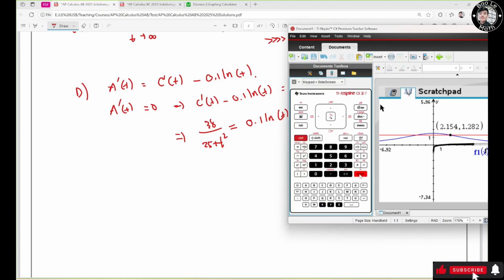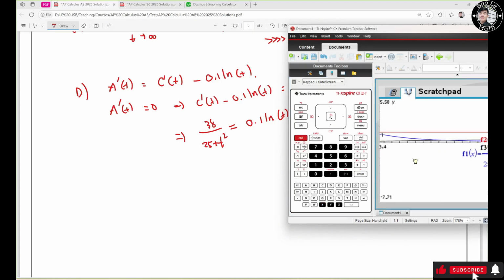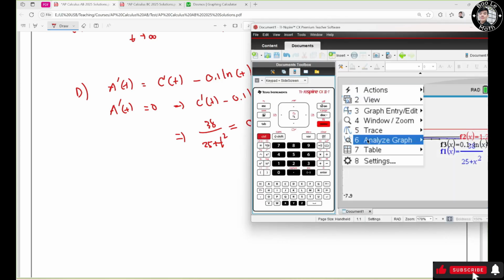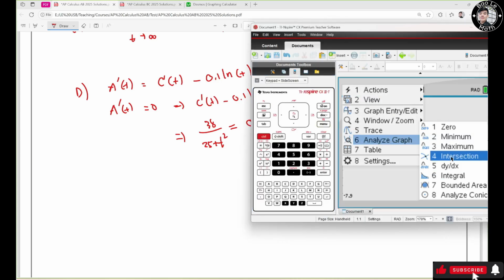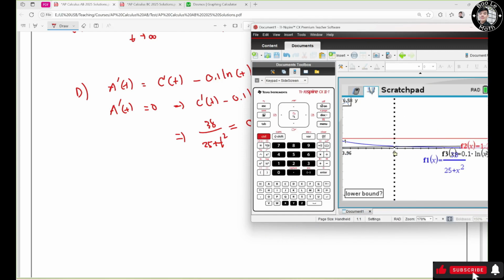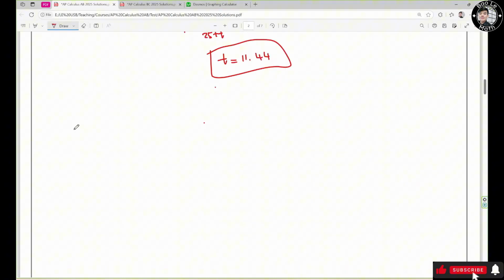And I hit enter. So you will see it. The intersection should be right here, right? So I need to hit menu, analyze graph, intersection. Now I move my cursor to the left of the intersection, then to the right of the intersection. The answer is 11.44, right?